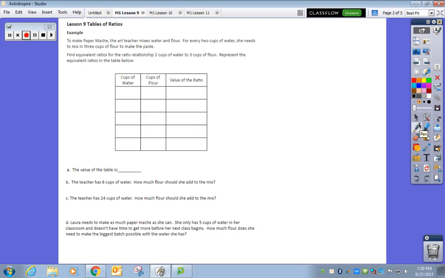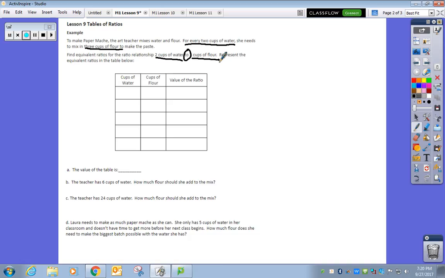In Lesson 9, we're going to be introduced to ratio tables. So for the first example, it says to make paper mache, the art teacher mixes water and flour. For every 2 cups of water, she needs to mix in 3 cups of flour to make the paste. So I'm seeing ratio words. For every 2 cups of water, there's 3 cups of flour. Find equivalent ratios for the ratio relationship 2 cups of water to 3 cups of flour.